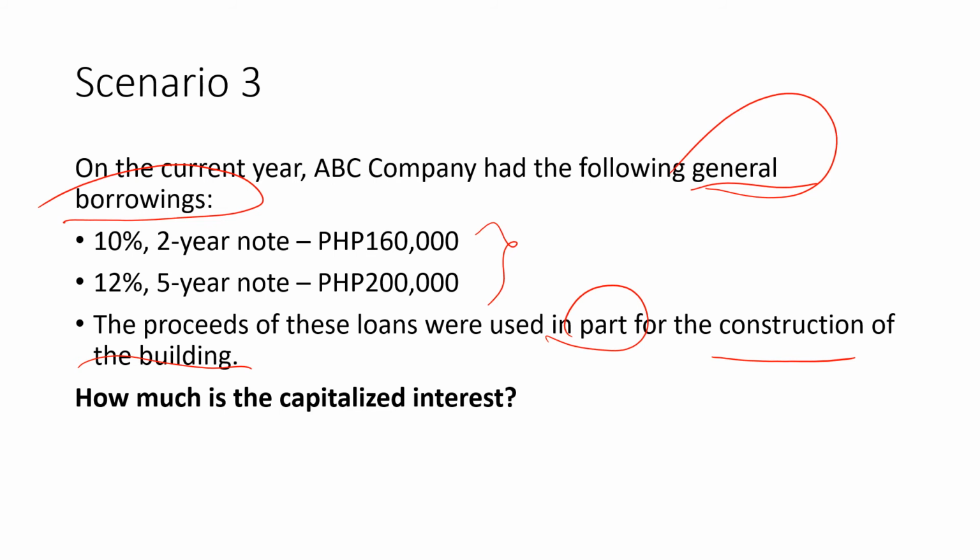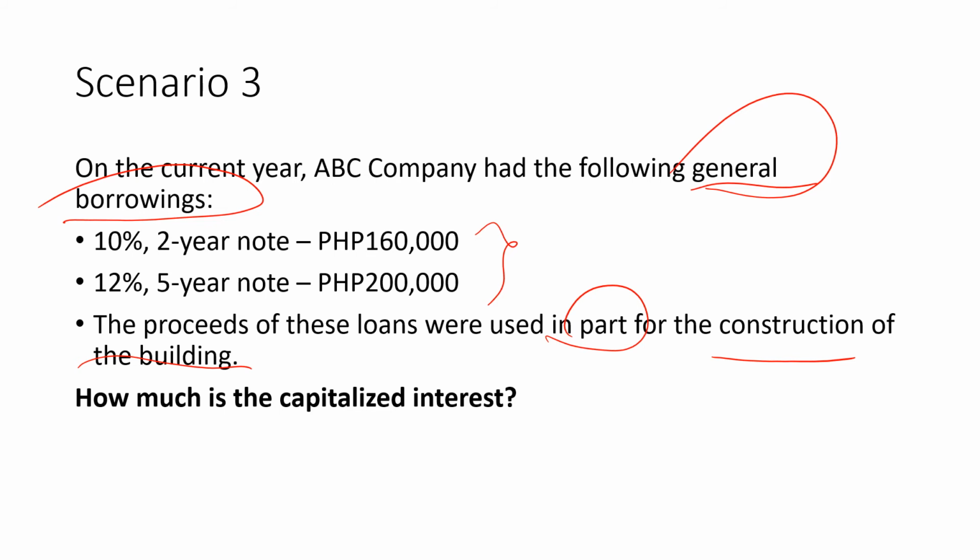So, therefore, allowed tayong mag-recognize ng borrowing cost. Ibig sabihin, yung interest expense dito sa 160 tsaka 200 na to. Doon sa cost ng qualifying assets, provided meron tayong ceiling, di ba? Kasi compare natin yung actual versus dun sa weighted average borrowing cost. Whichever is lower.